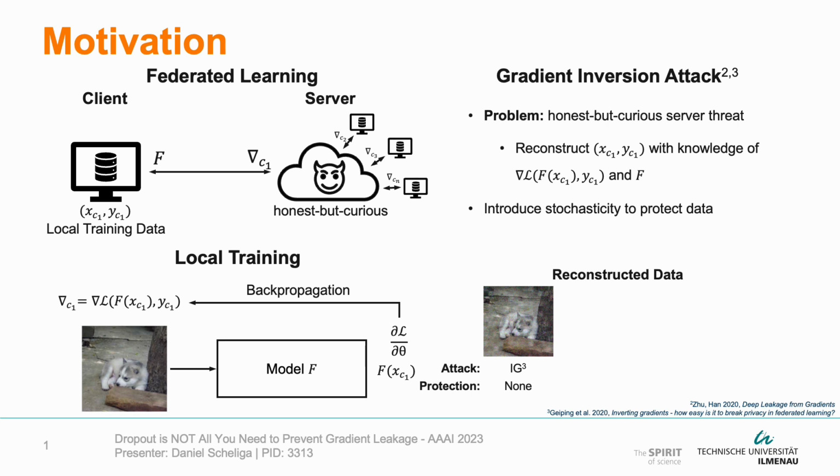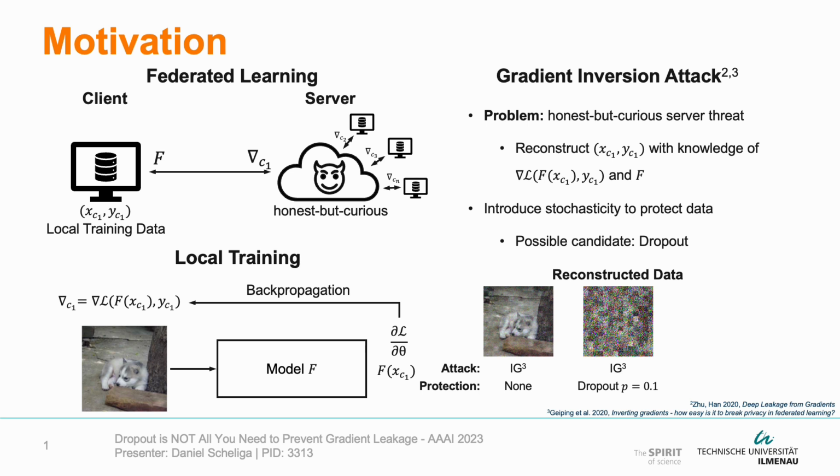Some observations in recent work suggest that adding dropout as a kind of privacy-inducing module to the model might be a possible candidate to protect data from reconstruction. And as you can see in this example, that actually seems to be the case. However, in our work, we proposed a novel dropout inversion attack and show that dropout alone cannot sufficiently protect the data from being reconstructed.